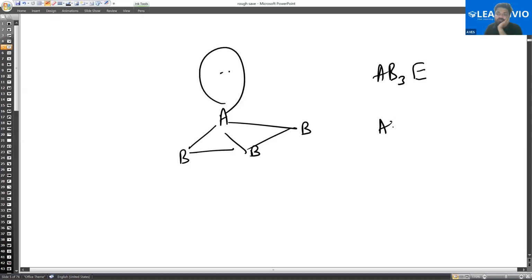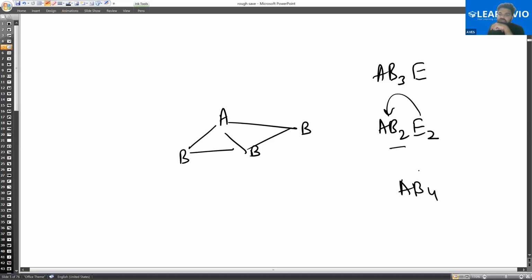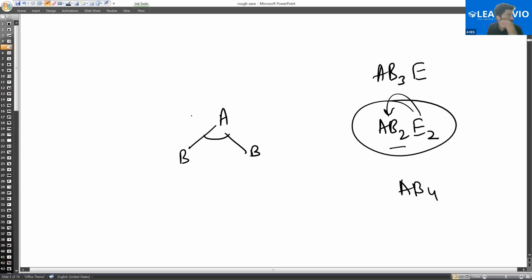Now next comes AB2E2. Again imagine which molecule it will be. You will imagine that AB2 and 2E together make AB4. The shape of AB4 is tetrahedral. Now you have to remove 2, because you actually have AB2E2. You have to remove 2B from here. When you remove 2B, 1B will be removed from here and 1B from there. So actually you are going to have a shape that is a bent shape. Got it? Got it?